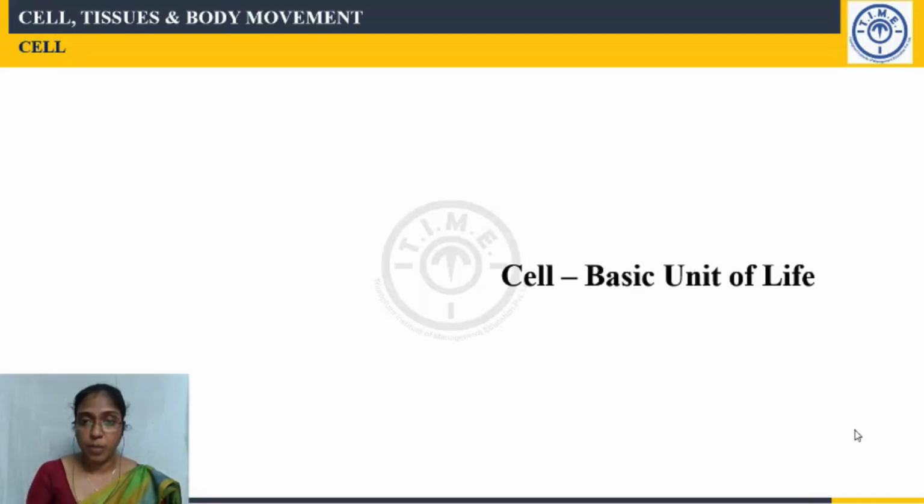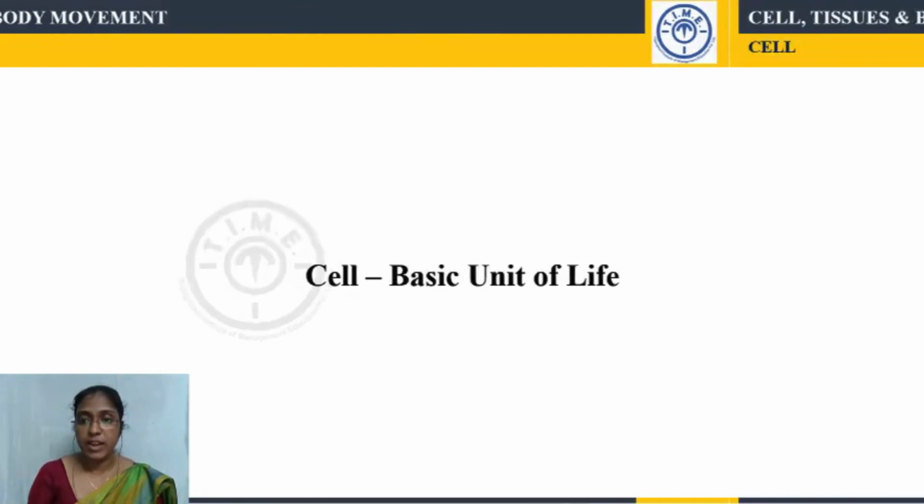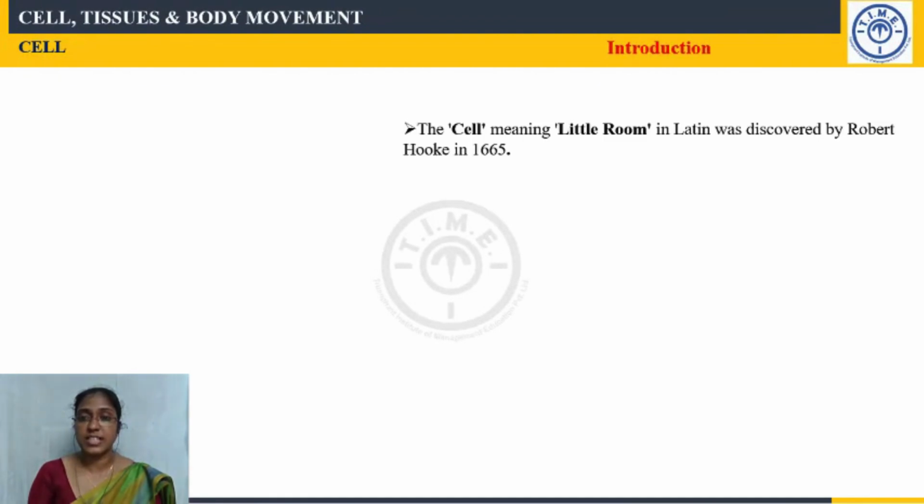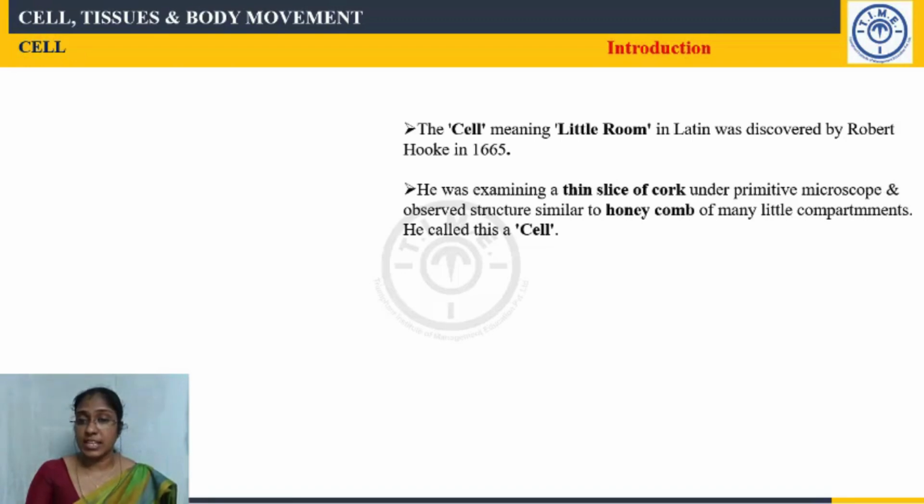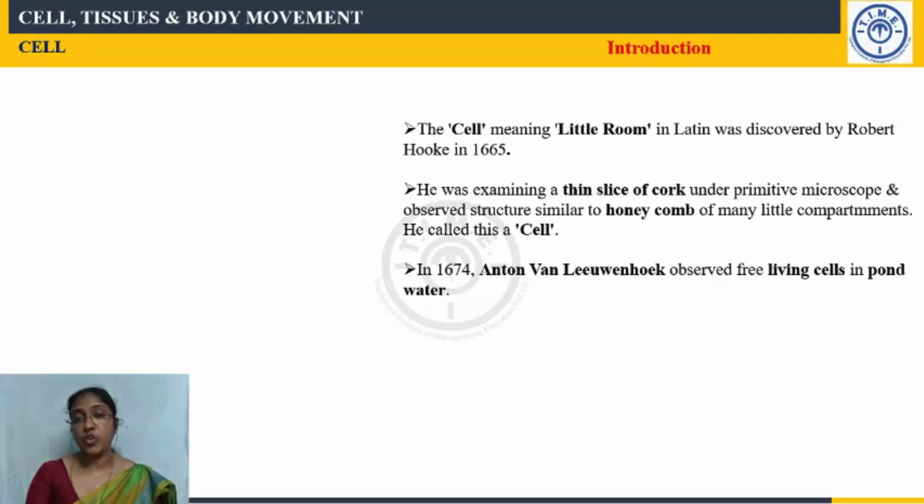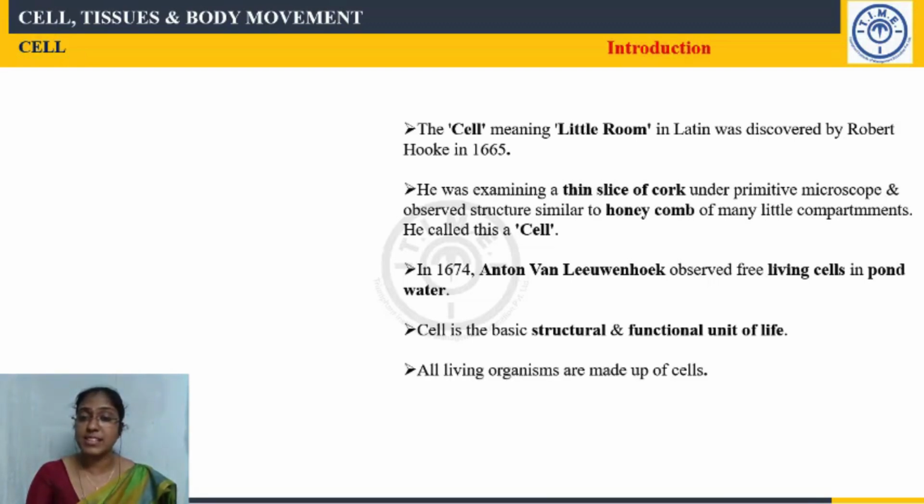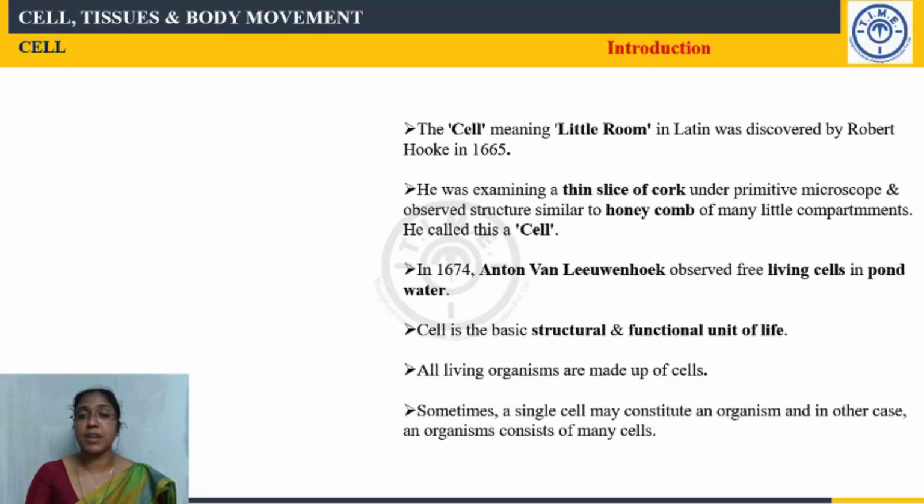After the introduction, we discussed the cell, its meaning, little room. It was discovered by Robert Hooke. It looks like a honeycomb or many little compartments. It was Anton van Leeuwenhoek who observed free living cells in pond water in 1674. The cell is the basic structural and functional unit of life, and all organisms are made of cells. Sometimes a single cell may constitute an organism. In other cases, many cells are present.